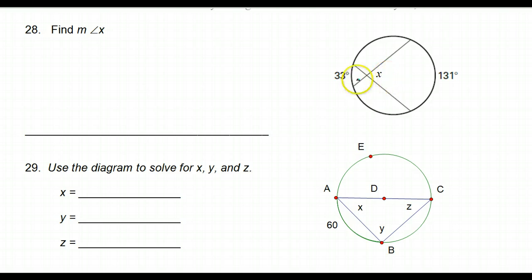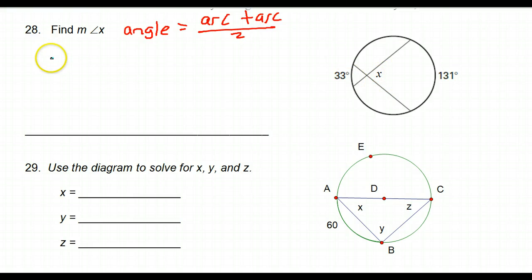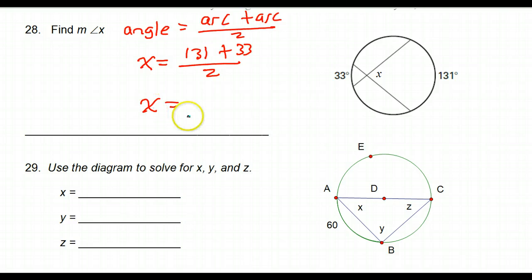We need to find x. Okay, when we're inside the circle like this, we're using the formula that goes angle equals arc plus arc divided by 2. X is the angle, so this will be pretty super easy as long as you remember the formula. So x should equal 131 plus 33 divided by 2. Alrighty then. So that is 82.